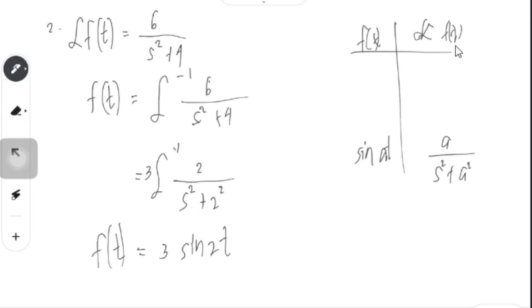Anong technique? Dapat ma-reduce natin sa standard form based on the basic Laplace transform. Kaya nga pinamememorize ko sa inyo yun. Okay? Tingnan natin yung pangatlo. I hope you can follow.